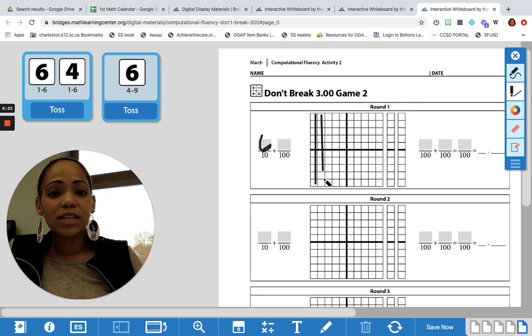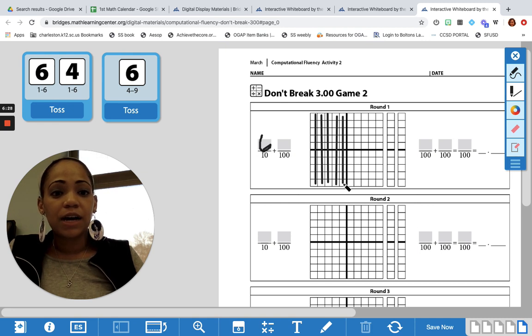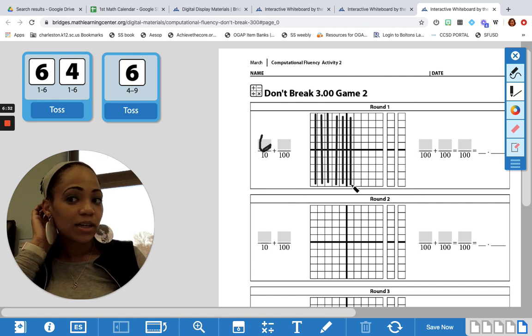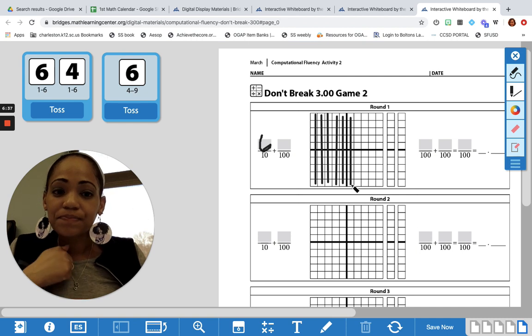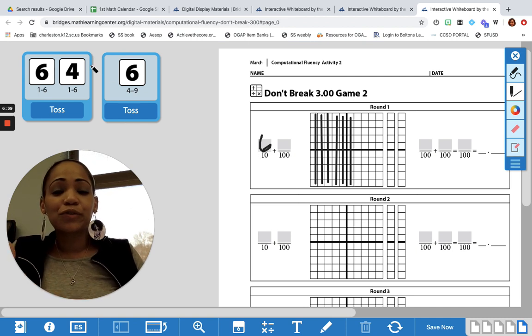1, 2, 3, 4, 5, 6. And I'm just doing this to shade it in as quickly as possible, just to make sure that we're using our time efficiently together. All right, which leaves you a 4 and a 6 left over.